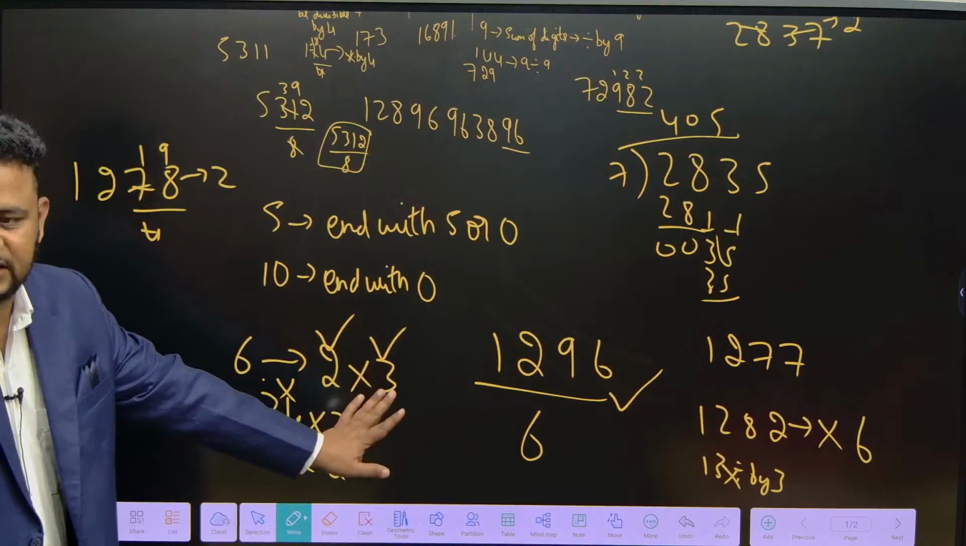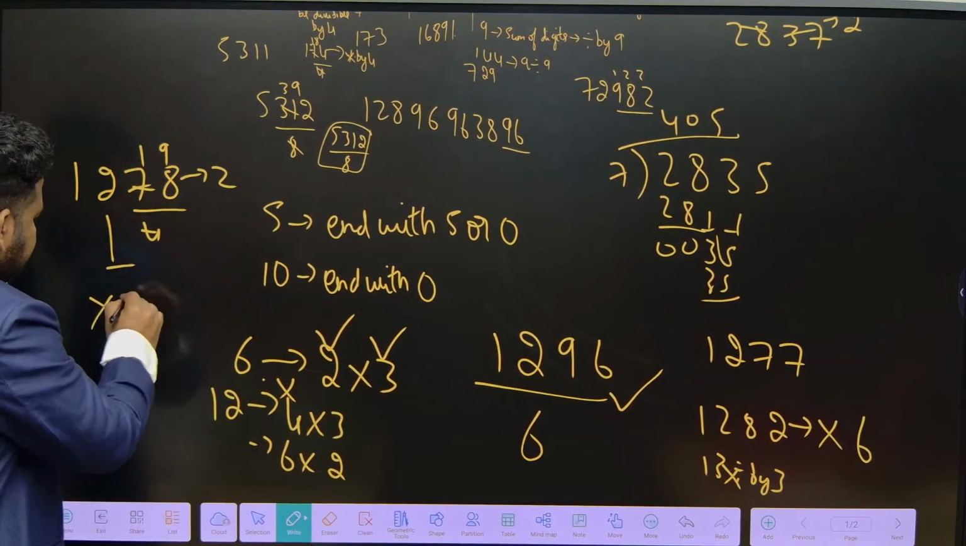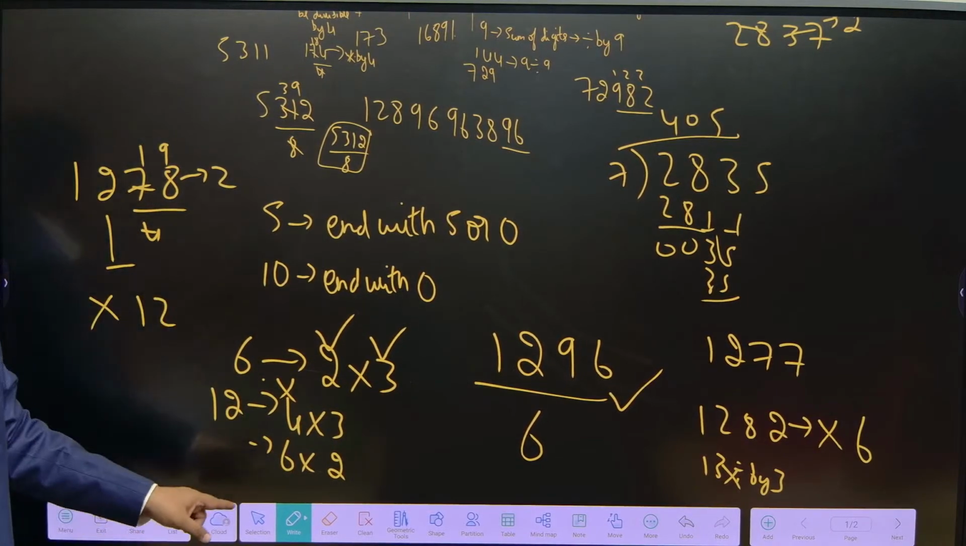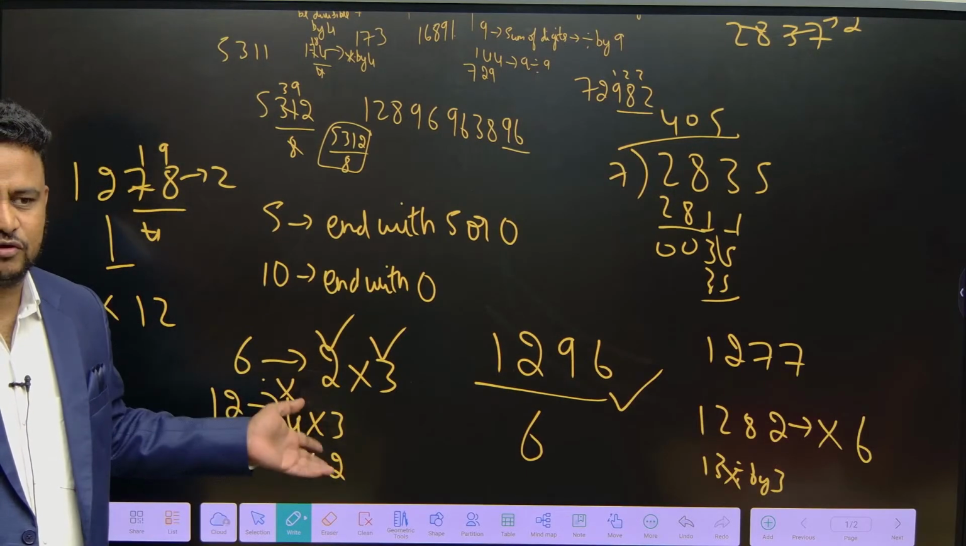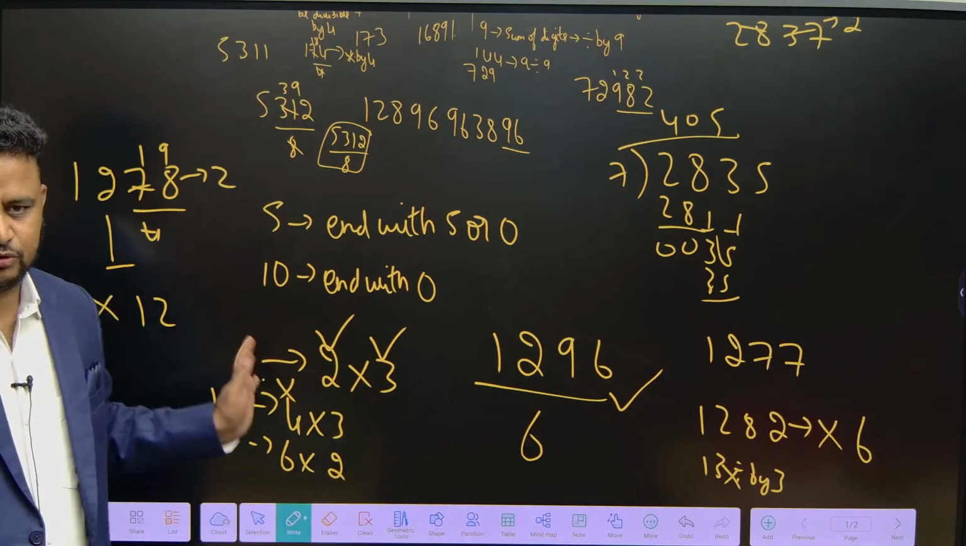No need to check further. So this is not divisible by 12. Okay, 4 and 3 you check. First you check for 4. If it is not divisible by 4, no need to check for 3.